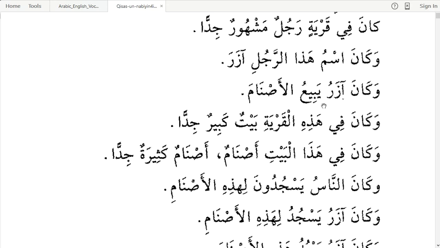وكان آزر يبيع الأصنام. Azar was a seller, or actually selling, because it's fi'l mudari, of idols, or he would sell idols. So the sense of 'would' is coming from the kana, so he would sell idols. If kana wasn't there, Azaru yabi'ul asnama, then it would mean that Azar was or is selling idols. And wakana yabi'u, because it's fi'l mudari, and it's with the kana before it.